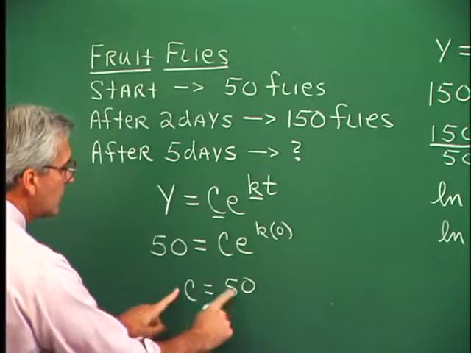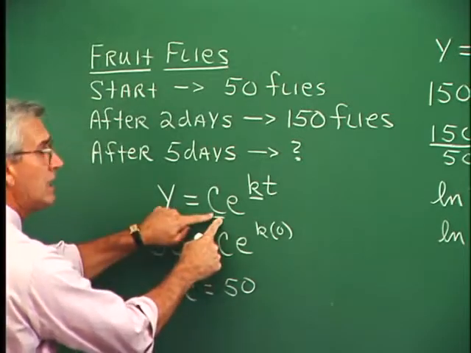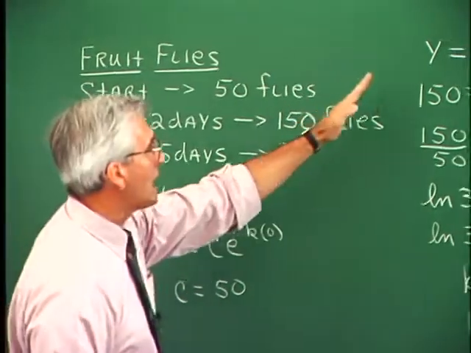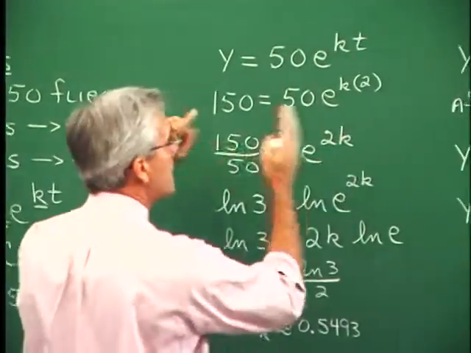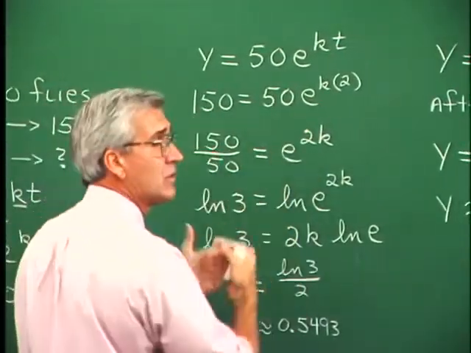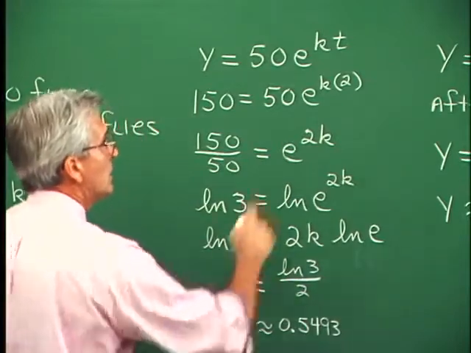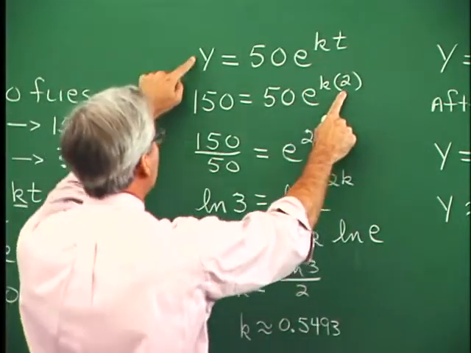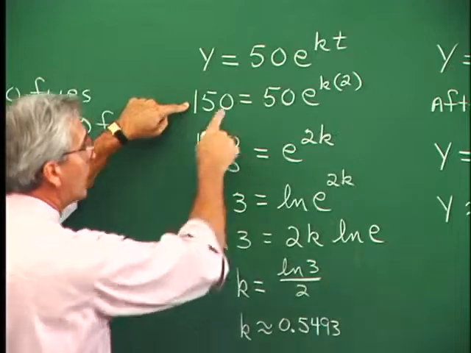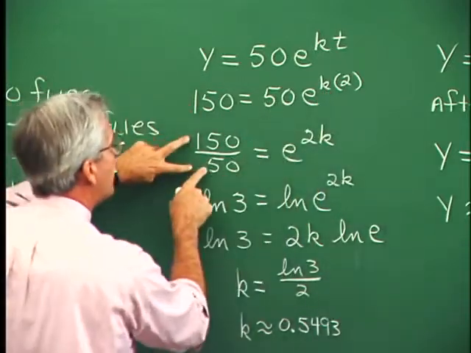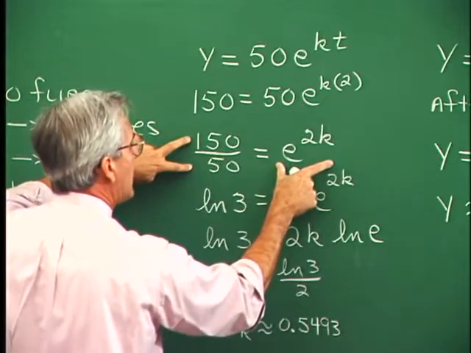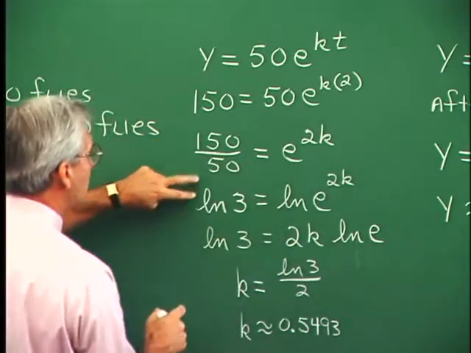Now if we know that C is 50, we can put 50 back in here, and then we have y equals 50 e to the kt power. Now we use the information about the number of flies that we had at the end of 2 days. So we replace t with 2 and y with 150, and then we're going to go through and solve for k. All right, dividing on both sides by 50, and then bringing this down. This is 150 over 50 is 3.